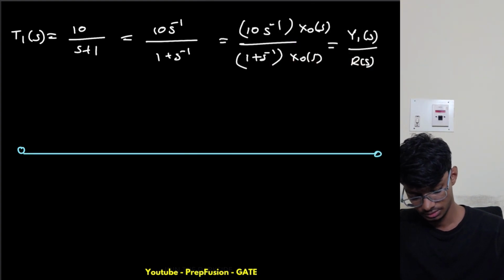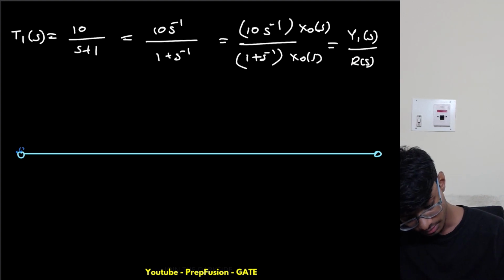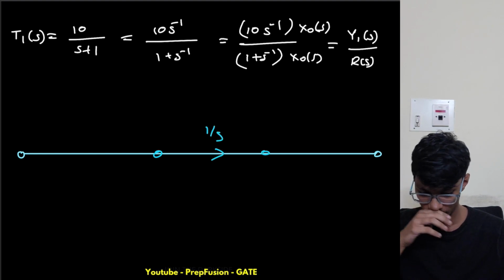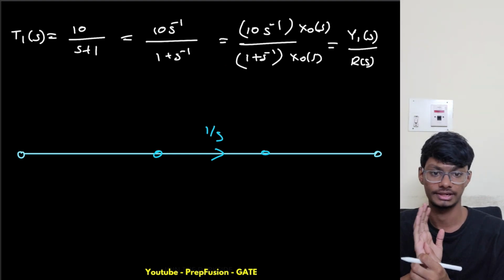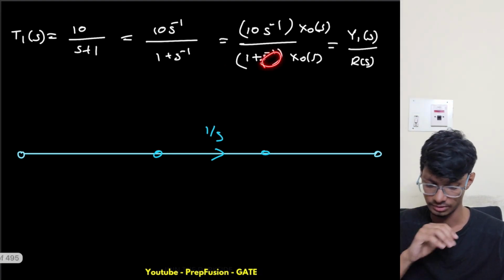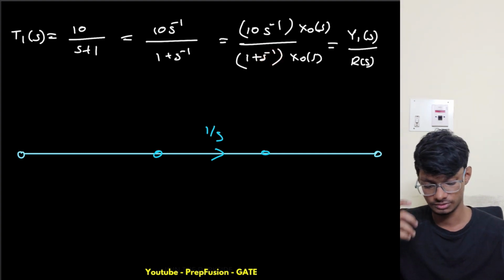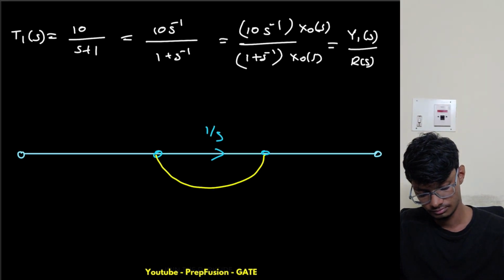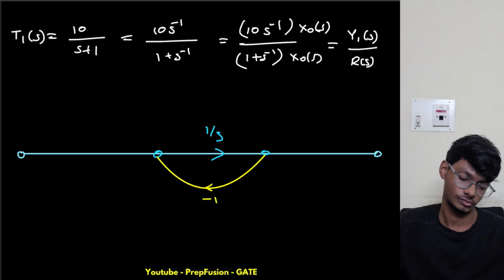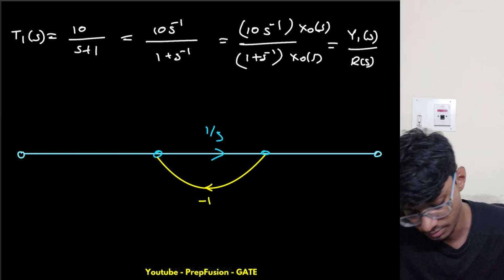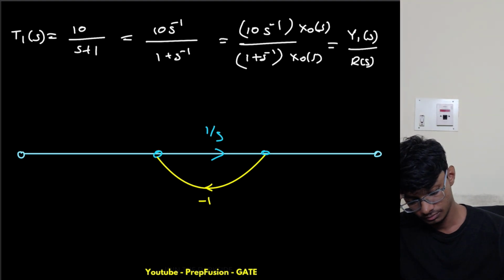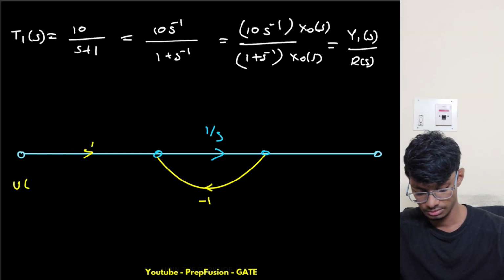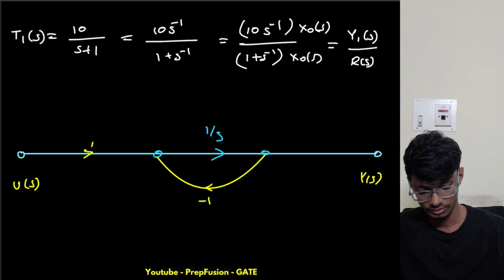Now we'll have one integrator, so let's say our integrator is here, 1 by s. You should solve this directly now. This s inverse goes to this end, and this will go to minus 1. What else is there? Nothing else. Only the input is coming, and the input gain is also 1. This is U of s, and this is Y1 of s.